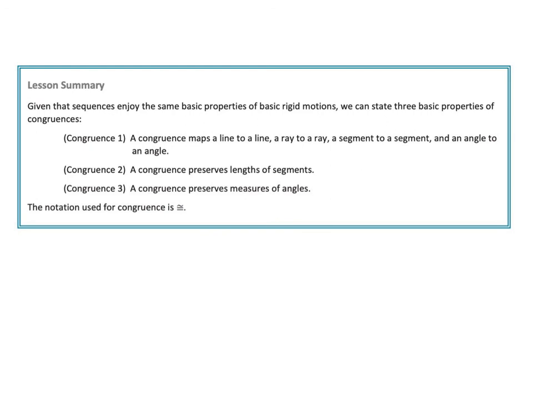All right, your lesson summary for today. It says, given that sequences enjoy the same basic properties of basic rigid motions, we can state 3 properties of congruences. First property, they map lines to lines, rays to rays, segments to segments, angles to angles. Okay? If figures are congruent, they have the same lengths, they have the same angle measurements, all of that stuff. Okay? Number 2, it preserves the lengths of segments. So if you are saying 2 shapes are congruent, they have the same lengths of every line segment that matches up. And the same with their angle measurements.